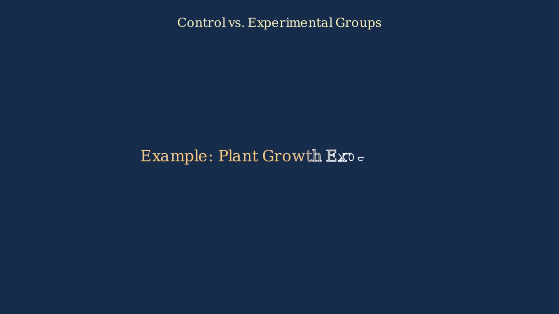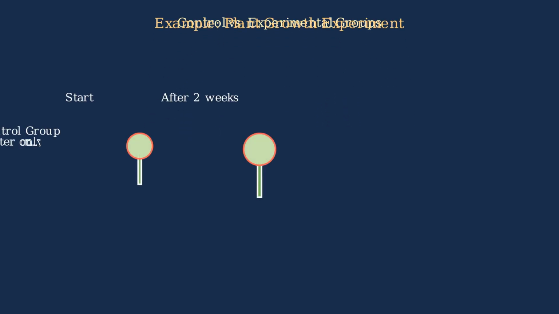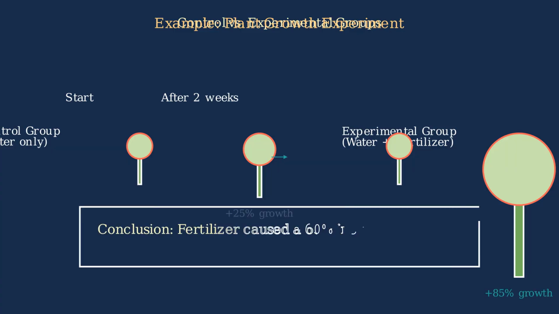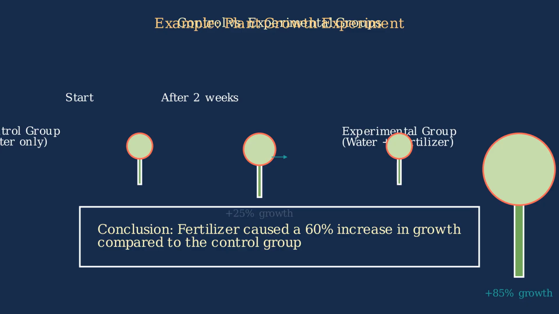Let's illustrate with a simple example, a plant growth experiment. In our experiment, we have two identical groups of plants. The control group receives only water. The experimental group receives the same amount of water plus our treatment, fertilizer. By comparing the growth in both groups, we can determine that the fertilizer caused an additional 60% growth beyond what occurs naturally.